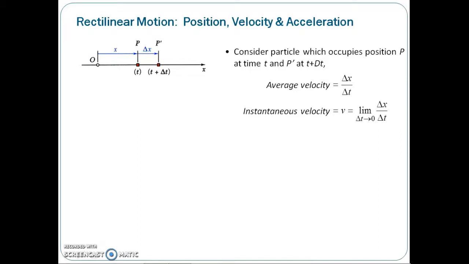The average velocity of the particle over the time interval delta t is defined as delta x over delta t. If SI units are used, delta x is expressed in meters and delta t in seconds. The average velocity will thus be expressed in meters per second, whereas when US customary units are used, delta x is expressed in feet and delta t in seconds, and the average velocity will be expressed in feet per second.